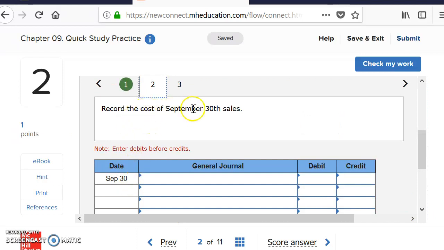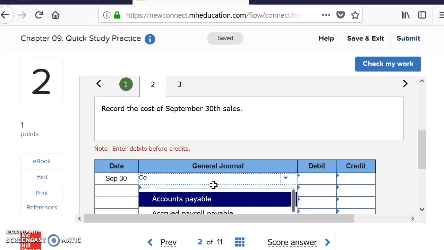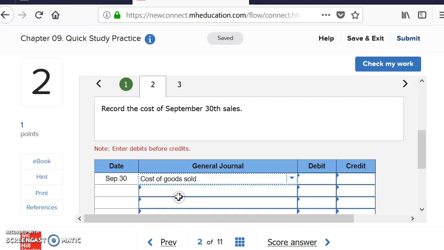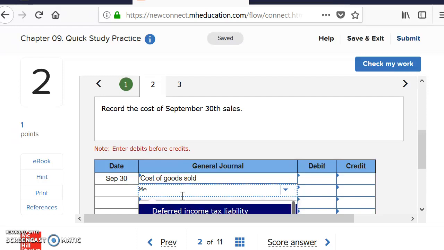The second part will require the cost of the actual sale. Using the perpetual system that we talked about in, I believe, chapter 4, we're going to debit cost of goods sold for the amount of the cost of the merchandise being sold. I can't use COGS because they actually spelled it out. And I'm going to credit, what account is that? It's merchandise inventory, because it's an asset.